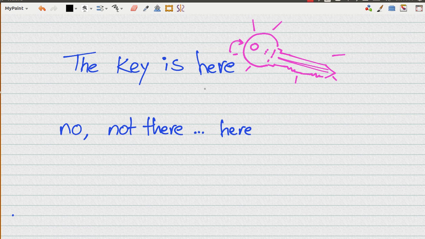Okay, so the key is here is translated as المفتاح هنا. Okay, that's completely wrong. Okay, rewrite that. المفتاح هنا.